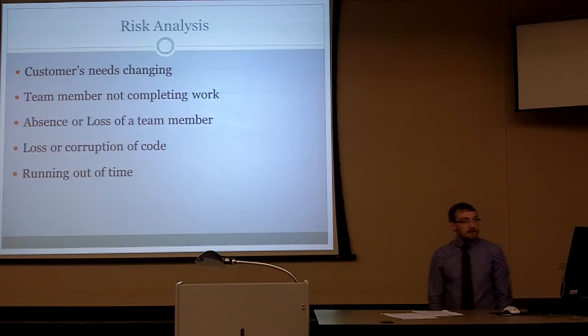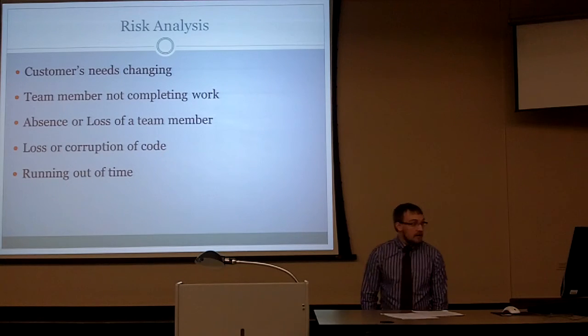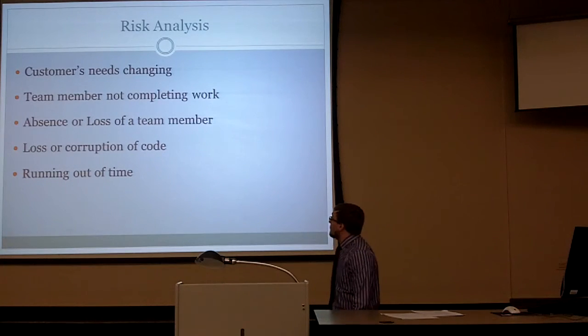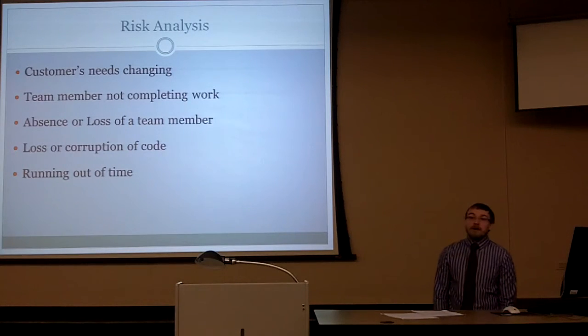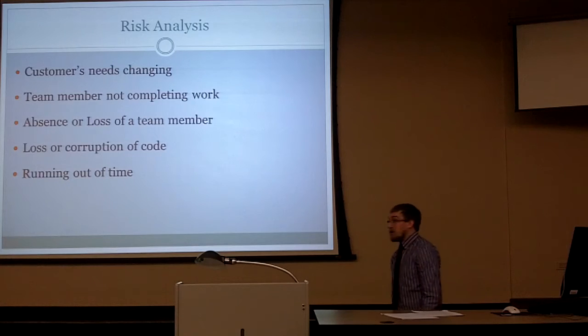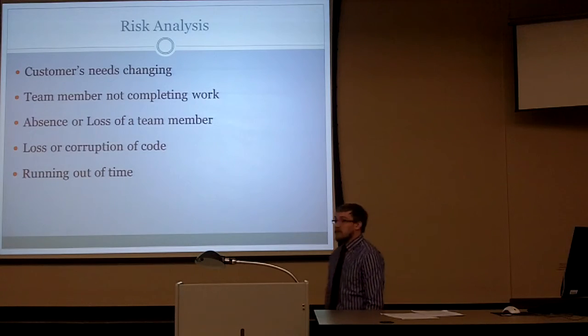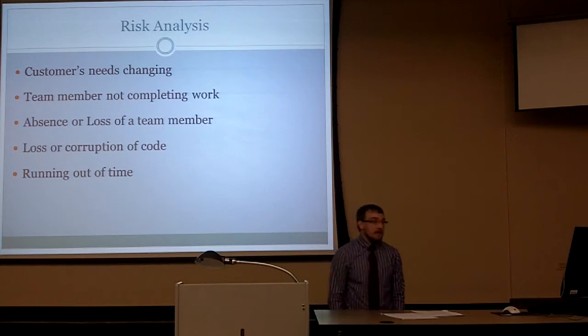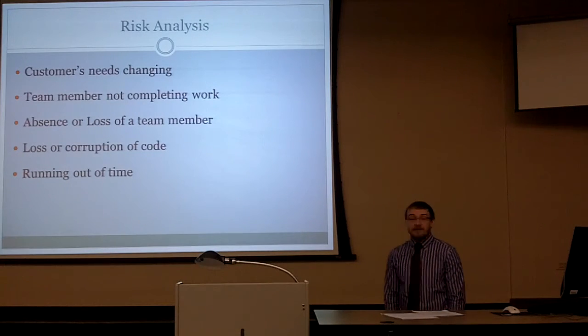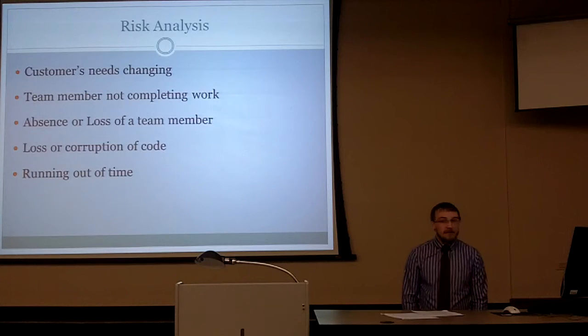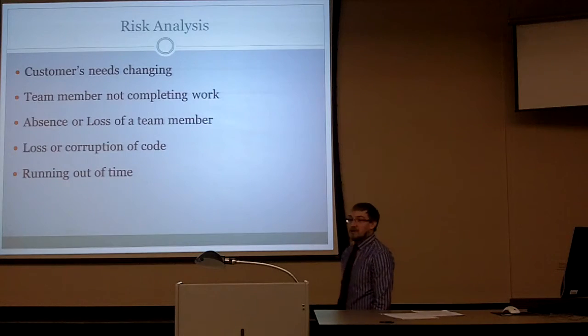So our risk analysis consisted of 5 major things. We're concerned about customers' needs changing, but that will be handled by our Agile Scrum development process. Team member not completing work is a major thing. It hasn't happened at all yet, which is great, but that could be a major factor. Absence or loss of a team member could also hurt the team, as you see now.